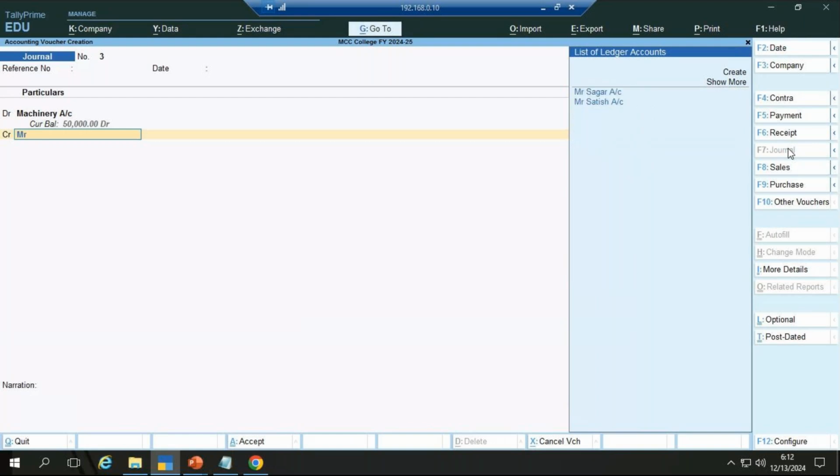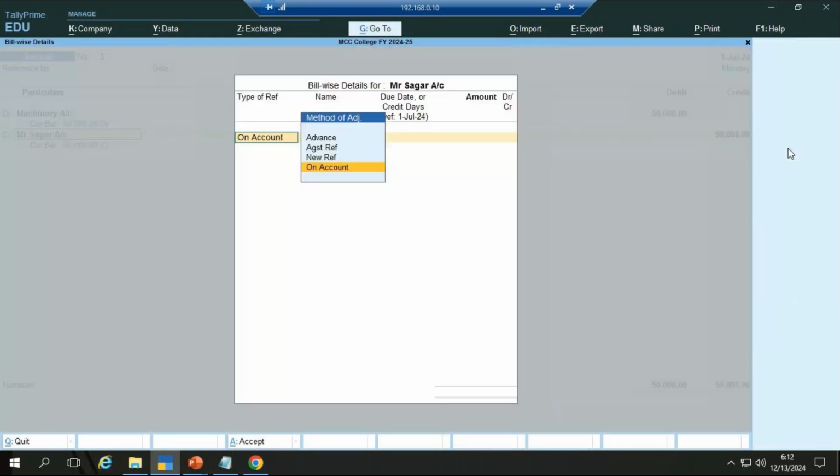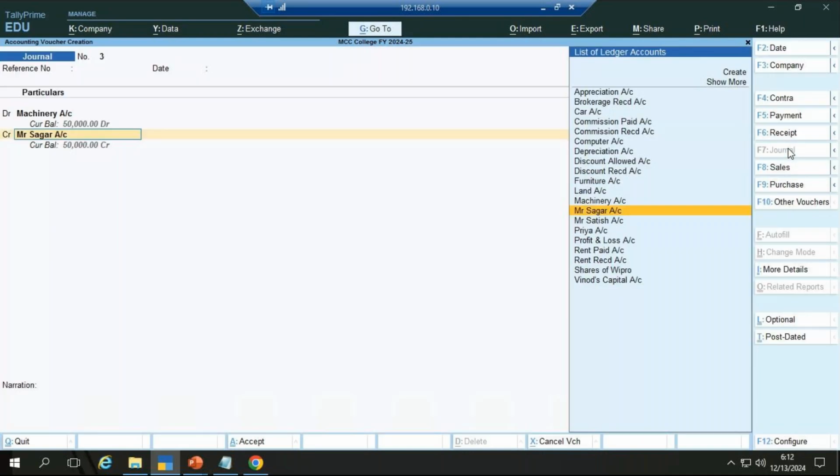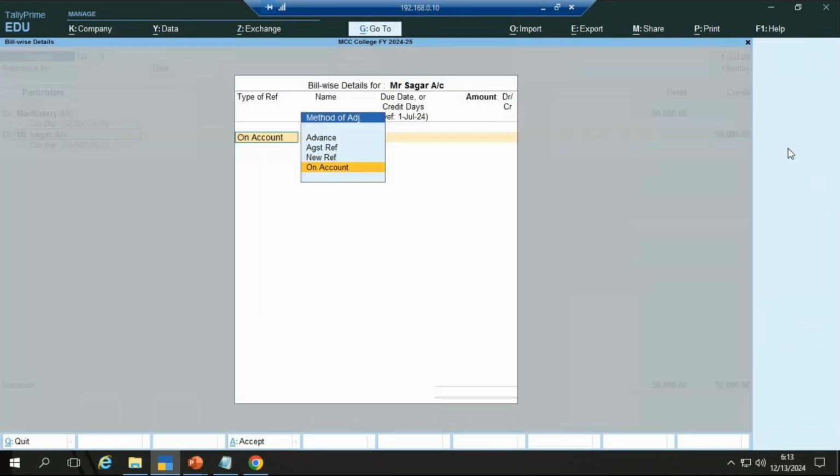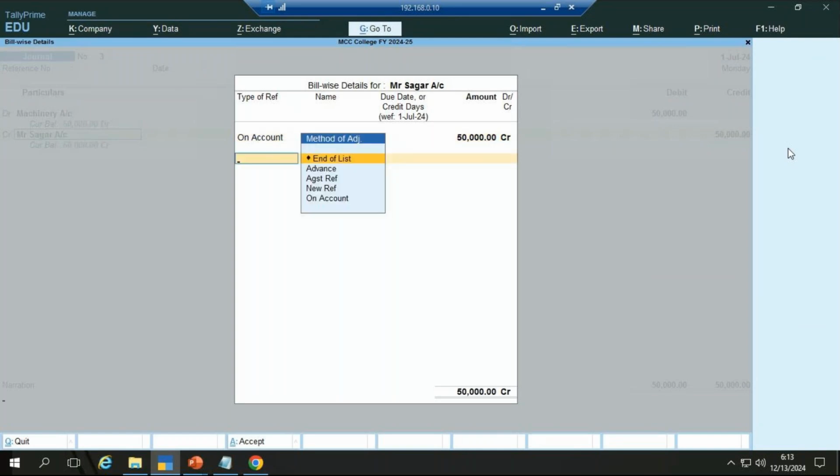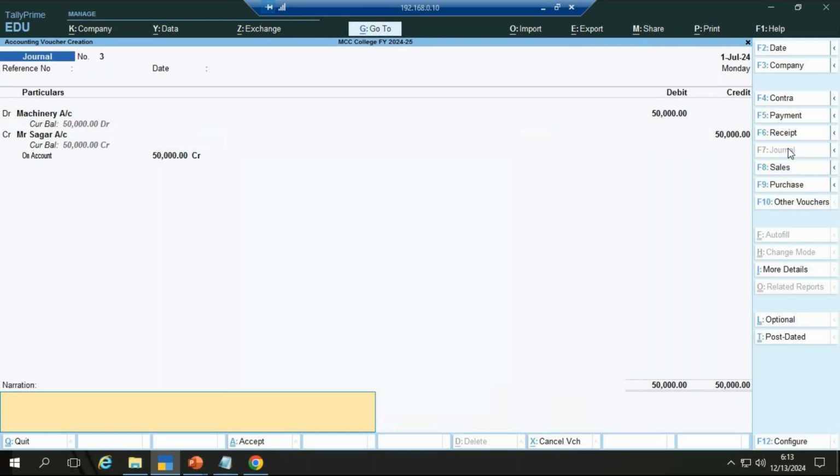And credit Mr. Sagar. So here also you can see, when I select Mr. Sagar, you have to select on account. On account 50,000. Okay. Do you have any query? No, ma'am.